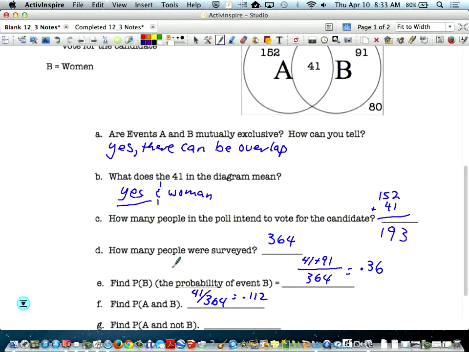Okay, find the probability of A and not B. So remember, what's A? People that said yes, right? Yes, I'm voting for your candidate. That's the 193 number, inside circle A. And then they say not B. So it's the group that said yes, but not the woman. So it's got to be outside circle B. So inside circle A and outside circle B, that's this group right here, right?